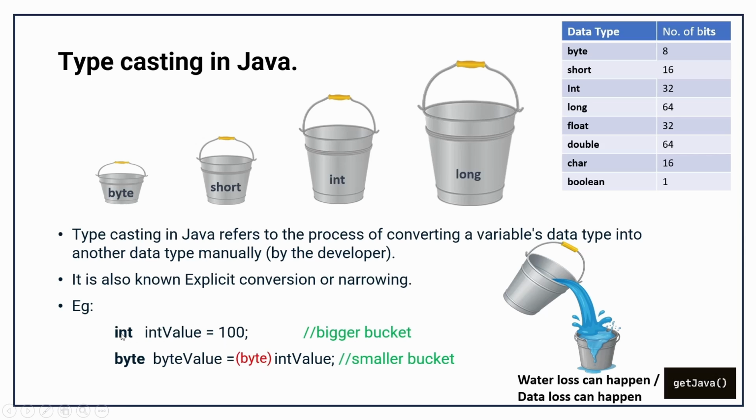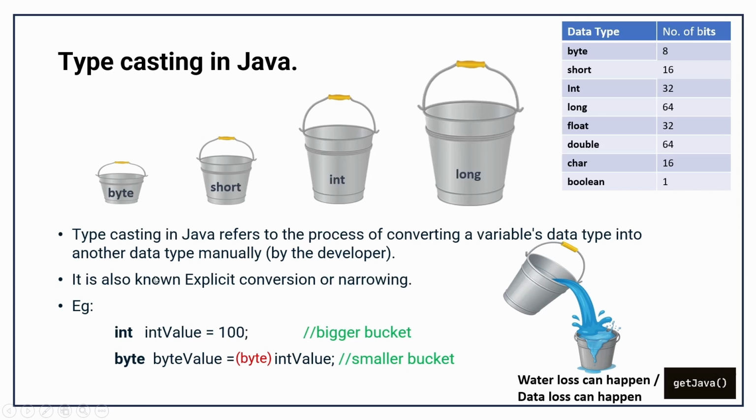Suppose I want to convert int to byte, right? We are trying to store an int data type into a byte type variable. So you have to just mention in brackets that take this int value, convert it into a byte data type value, and then store it inside this variable. So this is called typecasting in Java, where the developer is manually giving the instruction to the compiler to convert the value from a larger data type into a smaller data type and then store that value inside the smaller data type. So this is called typecasting in Java.